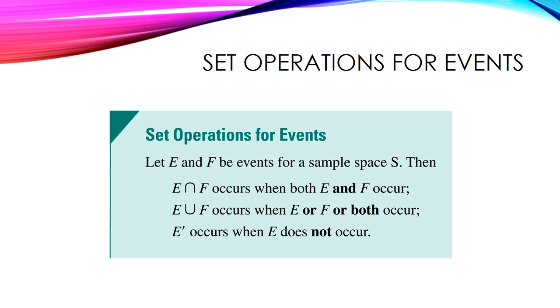Okay, here's a summary of the set operations for events. It says let E and F be events for sample space S. Then E intersecting F occurs when both E and F occur. E union with F occurs when E or F or both occur. And E prime, which is the complement of E, occurs when E does not occur. Same thing that we've been talking about, nothing really new here.